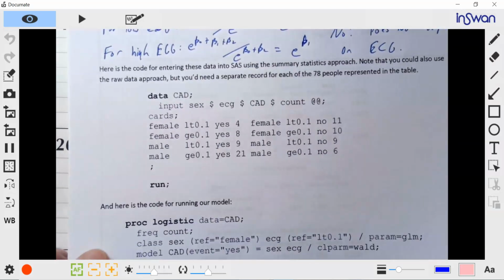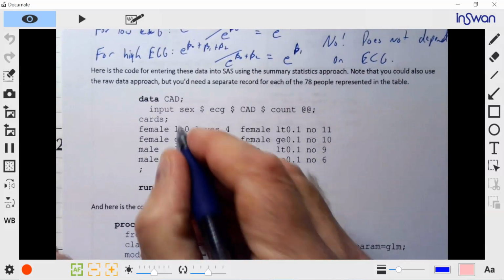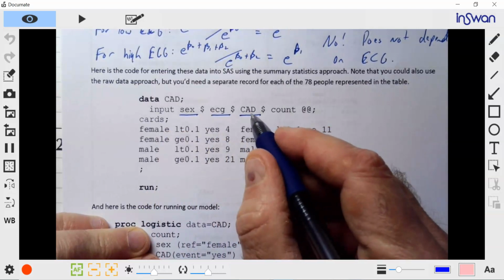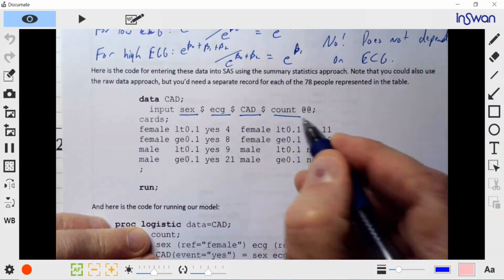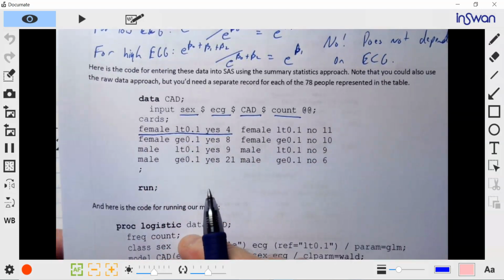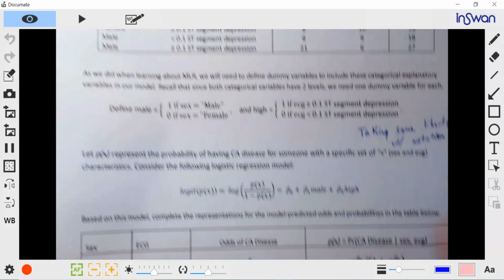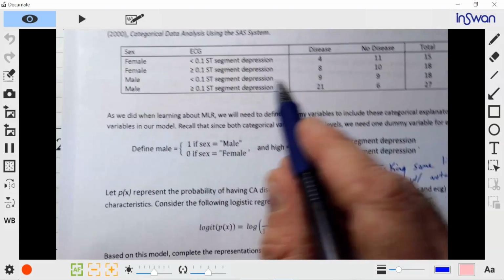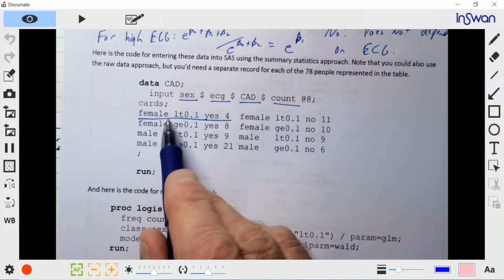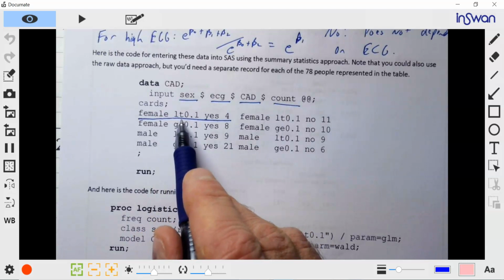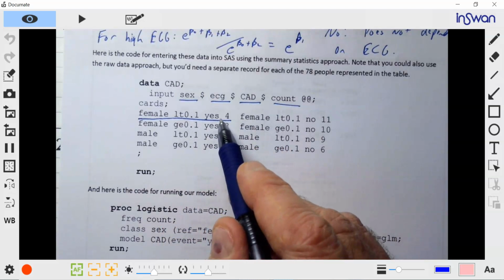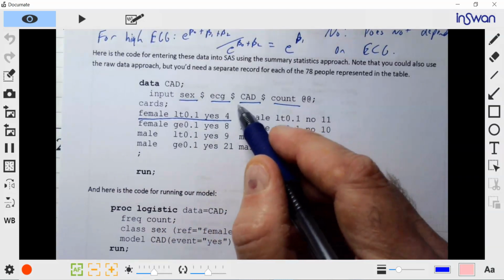And so in my data set, I'm going to have a sex variable, an ECG variable, and a CAD variable, a coronary artery disease variable, and then a count. So the first cell of the table, we had 4 females with low ECG who had disease, and that's what I'm showing here. We have female, low ECG, which I'm indicating as less than 0.1, and coronary artery disease. I'm having a hard time with that. I'll just say CAD, and there were 4 of them.